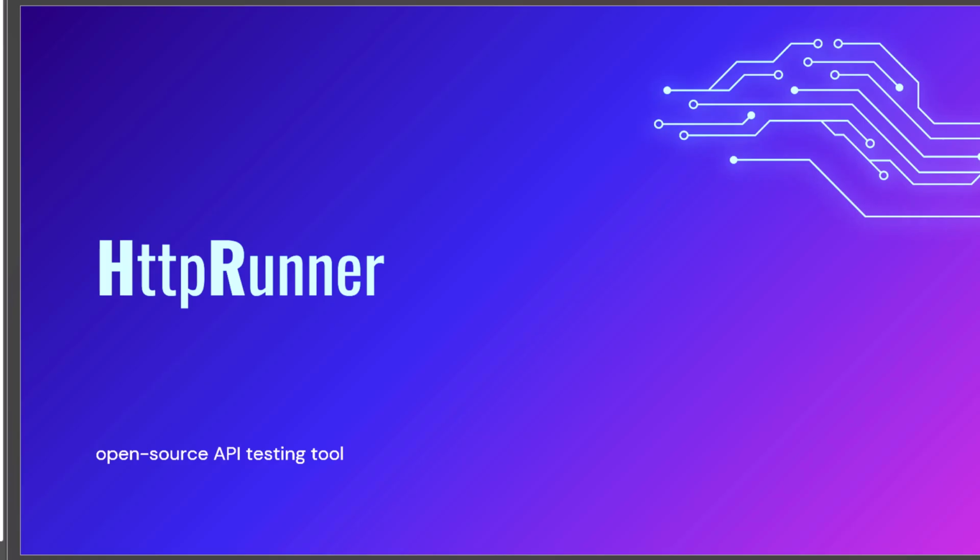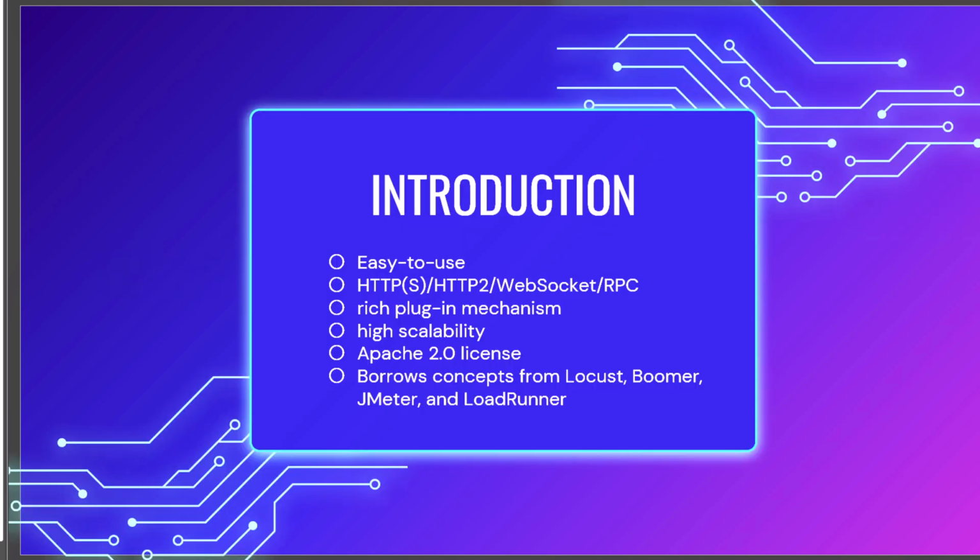In this video, we are going to learn about a brand new tool called HttpRunner, which is an open source API load testing tool. It is very easy to use, easy to get started, and pretty easy to learn. It supports HTTPS, HTTP2, WebSocket, RPC protocol, and it has a rich plugin mechanism. And it's highly scalable, meaning you can run your test by distributing your load across multiple machines, just like any other tool like JMeter, LoadRunner, or NeoLoad. And it comes with Apache 2.0 license.